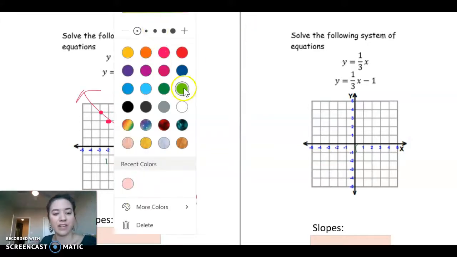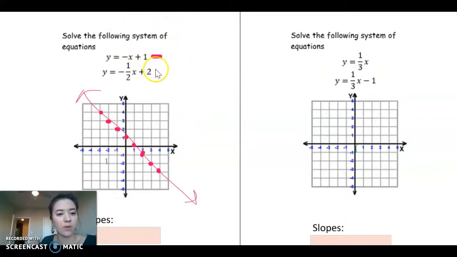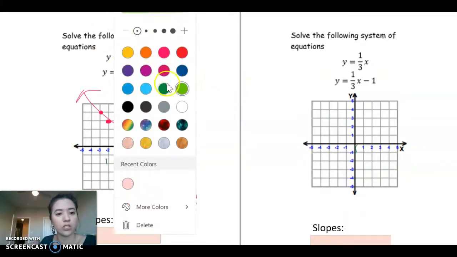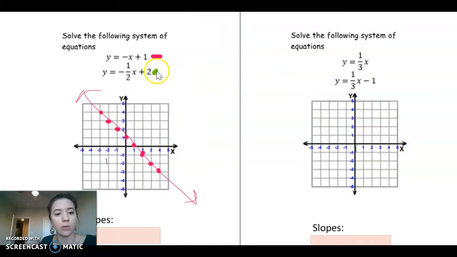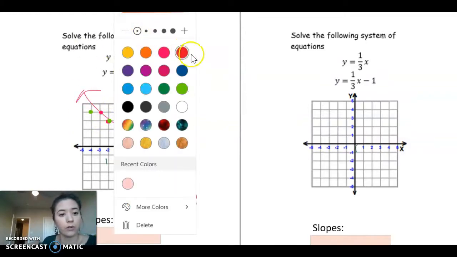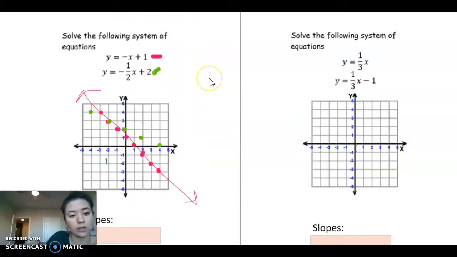Now let's graph the second line. Solve the following equation by graphing. Y-intercept of 2, and then we have negative 1/2. So down 1 over 2. Down 1 over 2. Down 1 over 2. And then go back the other way. And then we can plot it with a line.